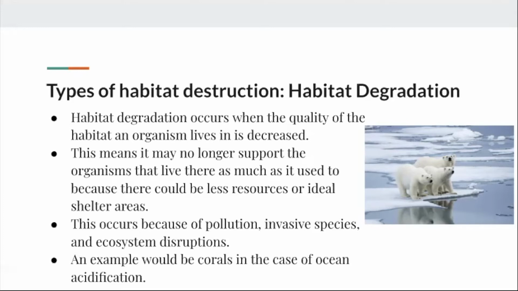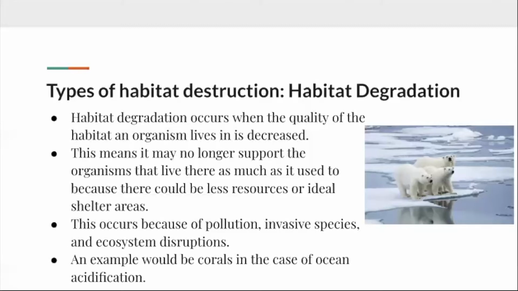And then the last is ecosystem disruptions, and an example of this would be wildfires. For example, in Australia, there were wildfires earlier this year, and this ecosystem disruption led to the loss of many resources and homes for animals, and it made it virtually or almost impossible for organisms to live there.